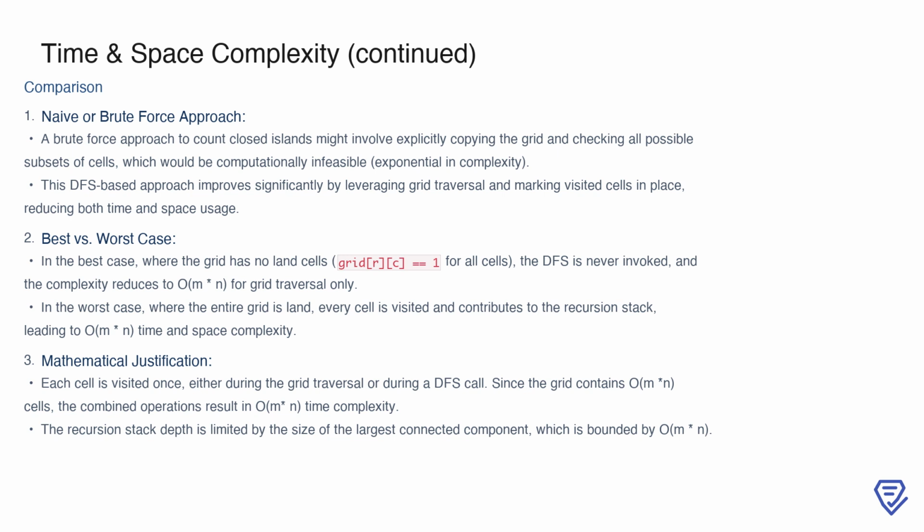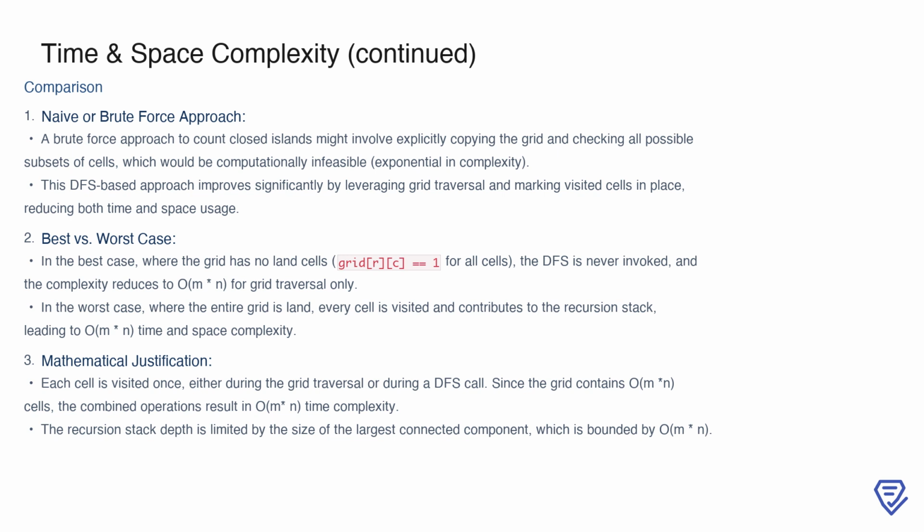avoids unnecessary recalculations. Looking at the best and worst cases, if the grid contains no land cells, meaning all cells are water, only the grid traversal occurs, and the complexity is reduced to O(m*n), with no DFS calls. On the other hand, if the entire grid is land, the time and space complexity reach their maximum at O(m*n), as every cell contributes to DFS traversal and recursion stack depth. Mathematically, each cell is visited exactly once either during the grid traversal or as part of a DFS call.